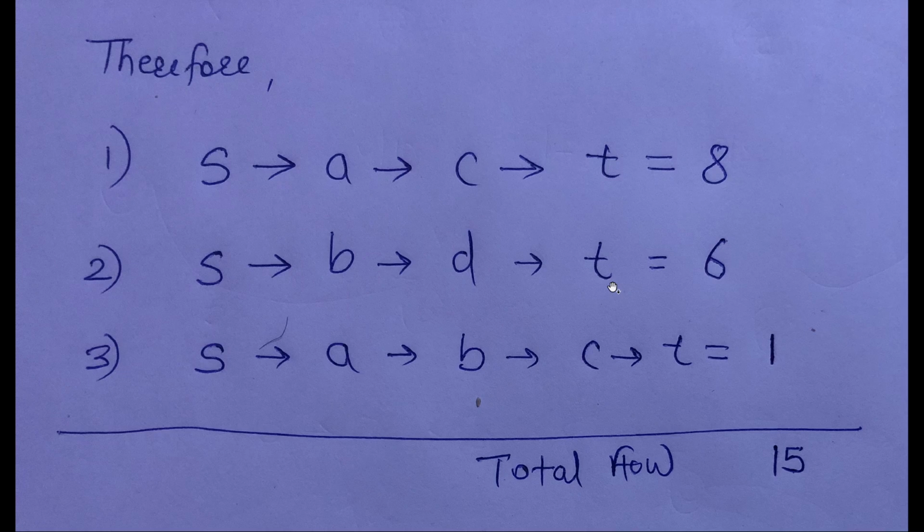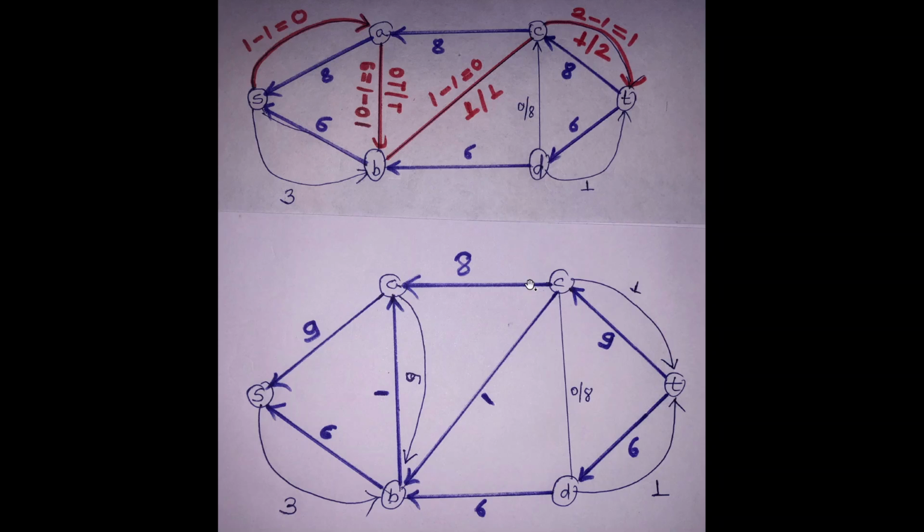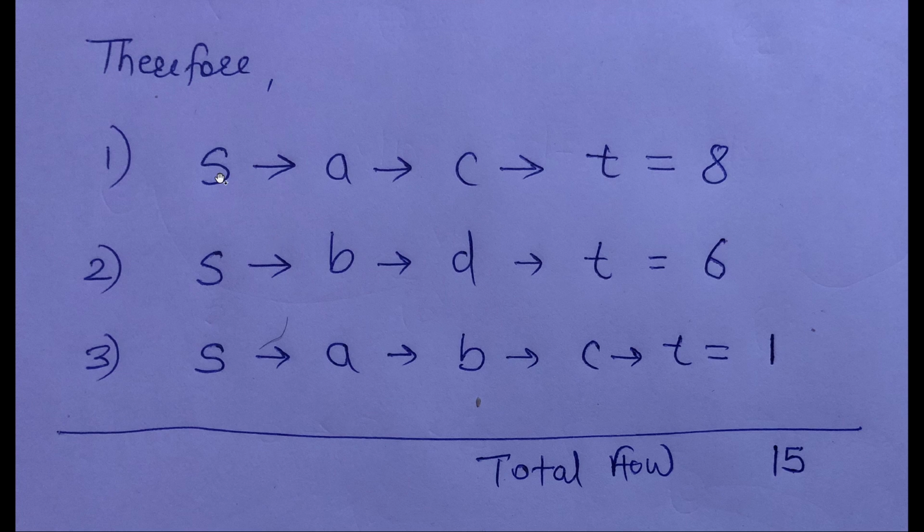There are three paths from this particular diagram we can observe here. The paths are S to A to C, C to T having capacity 8, S to B, B to D, D to T having capacity 6, and the last path S to A to B, B to C, C to T having capacity 1, and total flow is 8 plus 6, 14, 14 plus 1, 15. That's all. Got the idea?